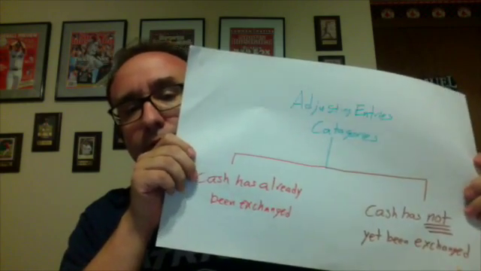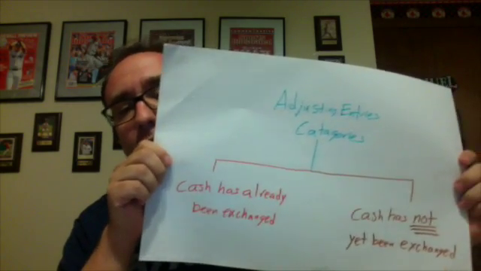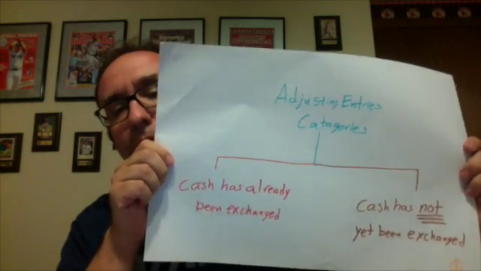Now, hopefully I can get this visual in the screen, but adjusting entries basically fall into two categories. The first, the one that you see in red, is that cash has already been exchanged. In other words, in a previous entry, it involved cash, and hence now we're adjusting later. I'll explain more about that.